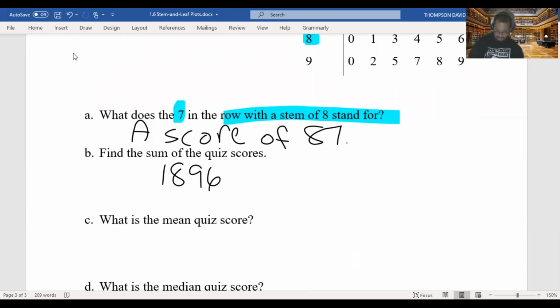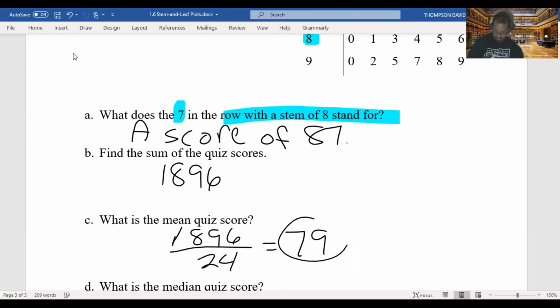We know there's 24 scores. So our next step, we're going to find our mean. We'll take the 1,896 divided by 24, and we end up with a mean quiz score of 79.